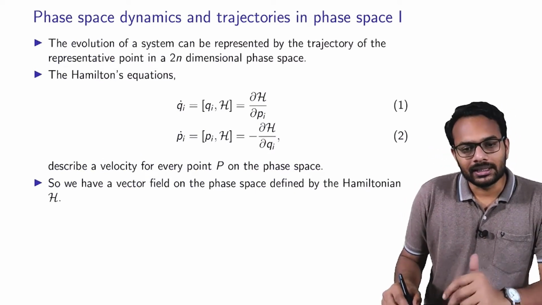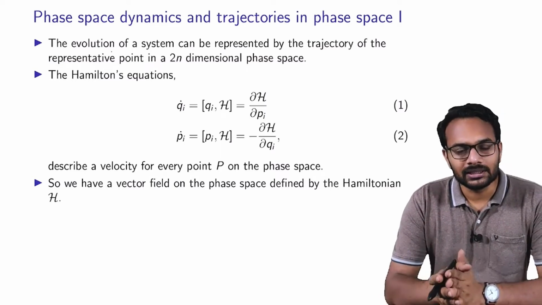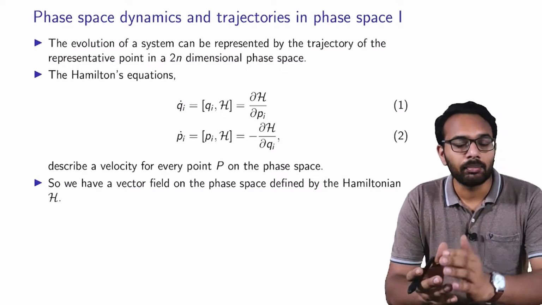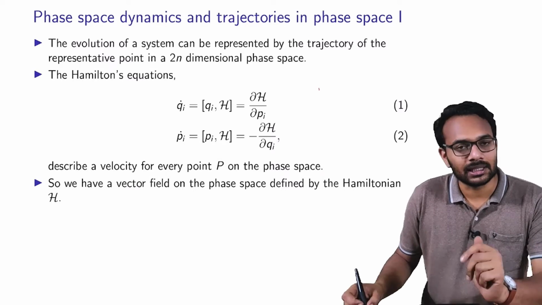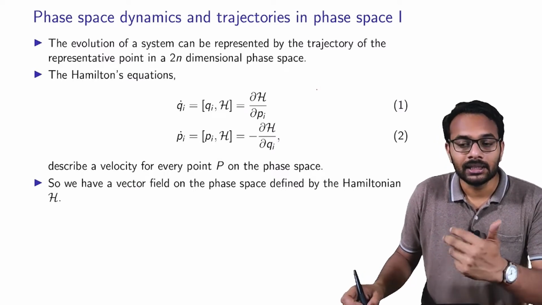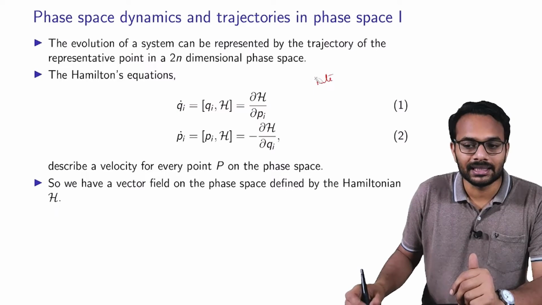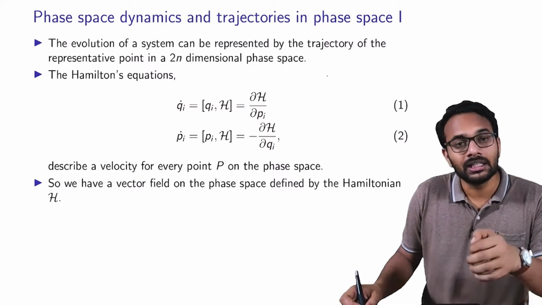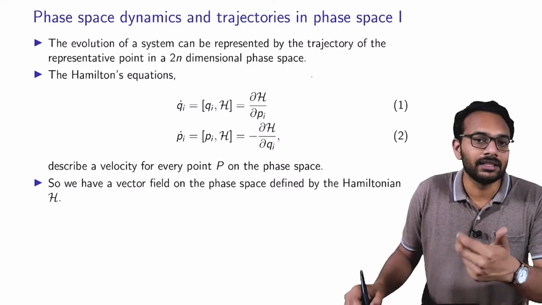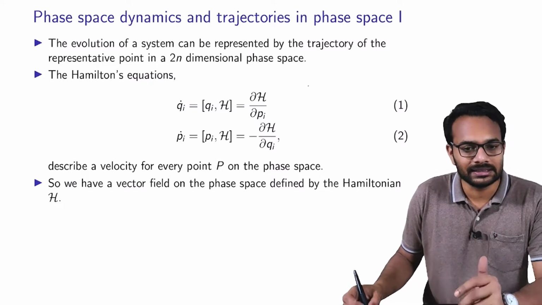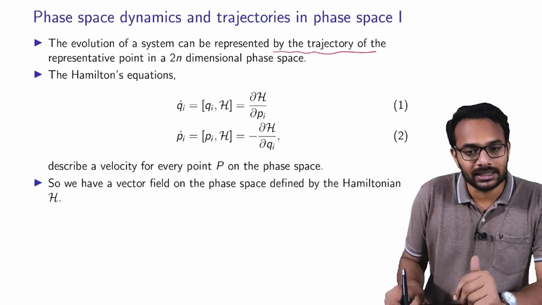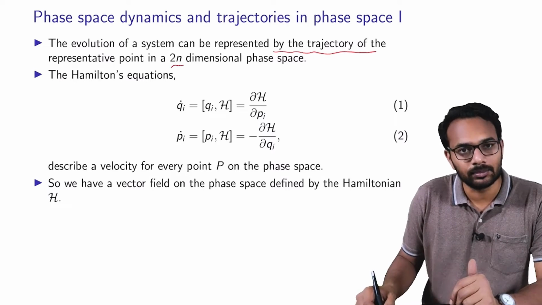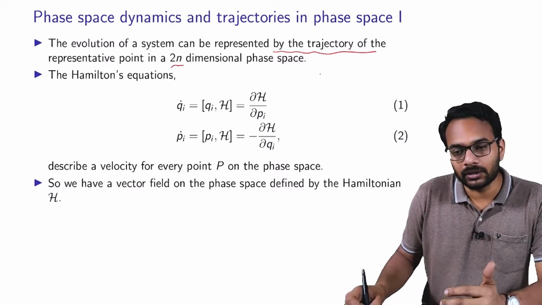You know that we have been talking about the Hamiltonian formalism, and we said that the whole system is represented by one point in the phase space. Phase space is the state space for the classical mechanical system, which means that points in phase space correspond to different classical mechanical states of the system. We have discussed this. So the evolution of the system can be represented by the trajectory of the representative point in a 2n-dimensional phase space. If you have a one-dimensional system, you will have a two-dimensional phase space.